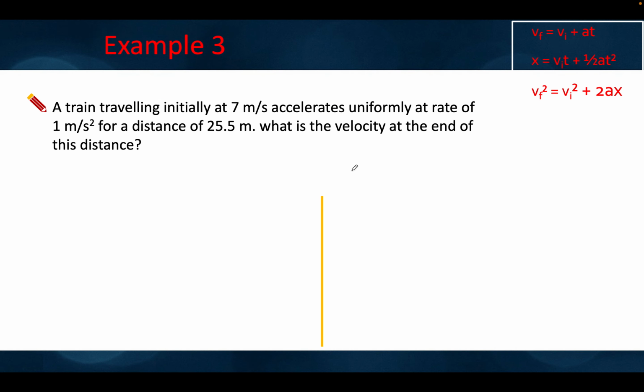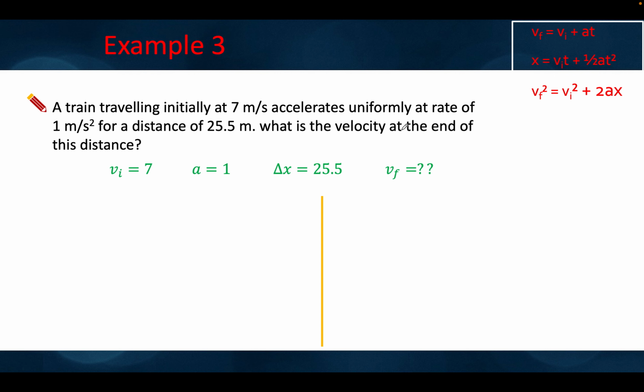A third example here for you. A train is traveling at 7, accelerates at a rate of 1 for a distance of this. What is the velocity at the end? Again, writing down the information that we have. Starting speed is 7, acceleration is 1, displacement is 25.5, Vf I need to find.